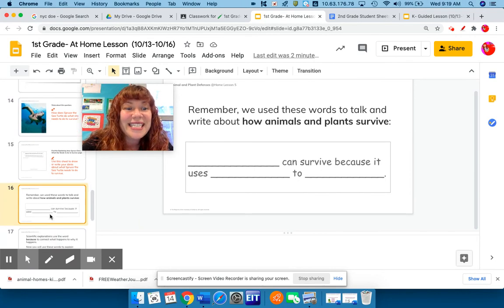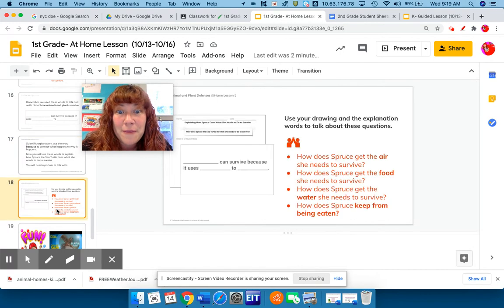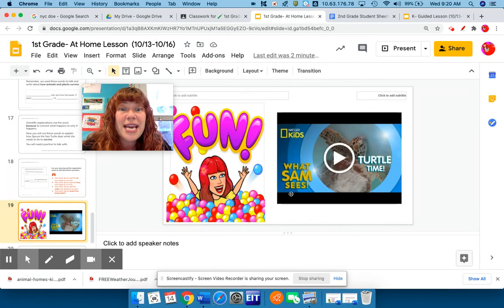Okay, scientists, I cannot wait to see how you draw and write for me. So you have your special paper where you're going to draw. Use your drawing and explanation words to show me how Spruce gets air to survive, how Spruce gets food to survive, how Spruce gets water to survive, and how she keeps from being eaten.